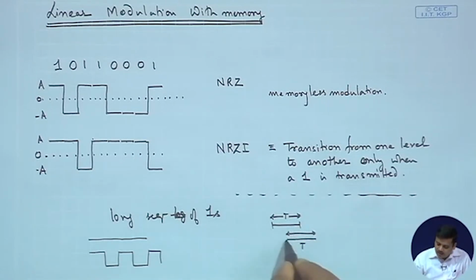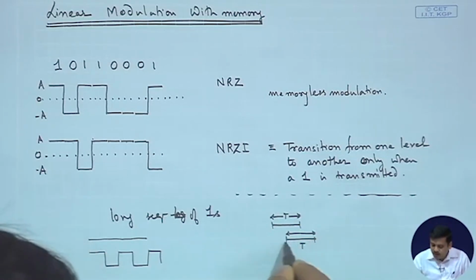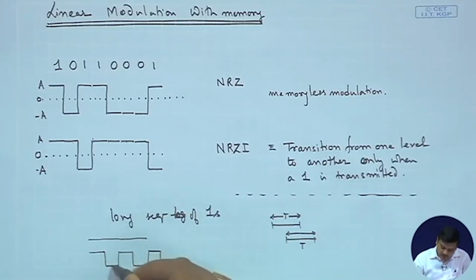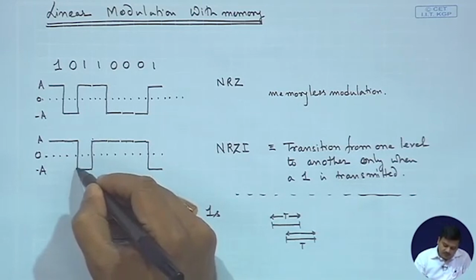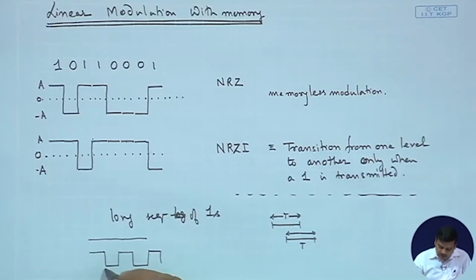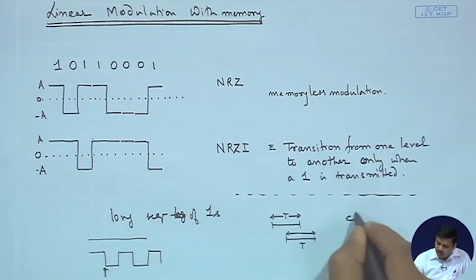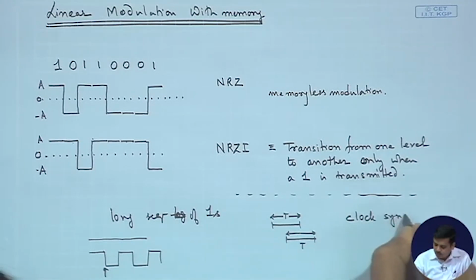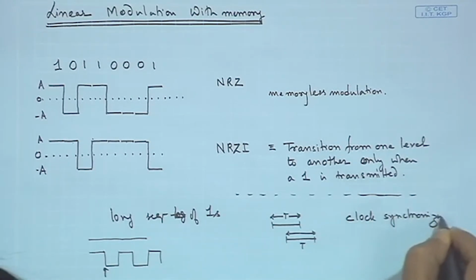Although these lengths are the same, there is no way to identify what is the starting point of the bit. The receiver can only produce a duration of T, but it needs to know the starting point. Now, if there are transitions, the receiver can easily identify that this transition means the bit has changed. So, whenever there is a transition, it will synchronize the clock. So, it will help in clock synchronization.